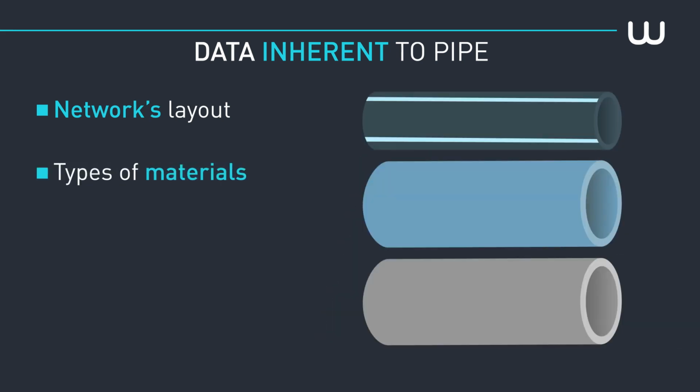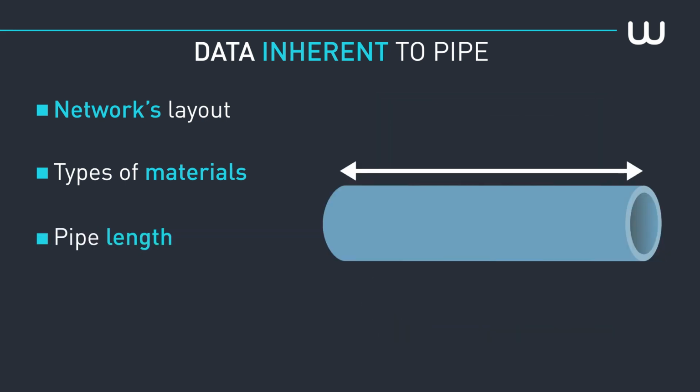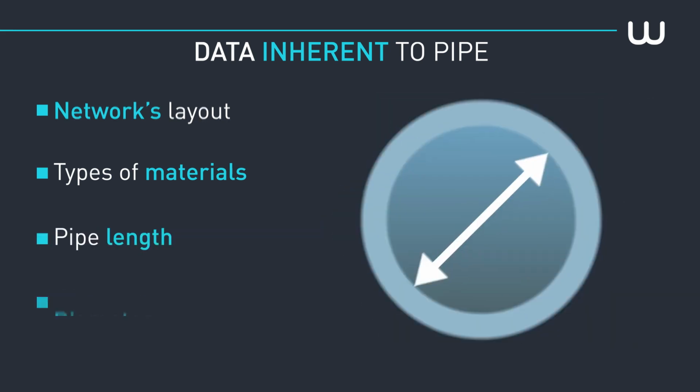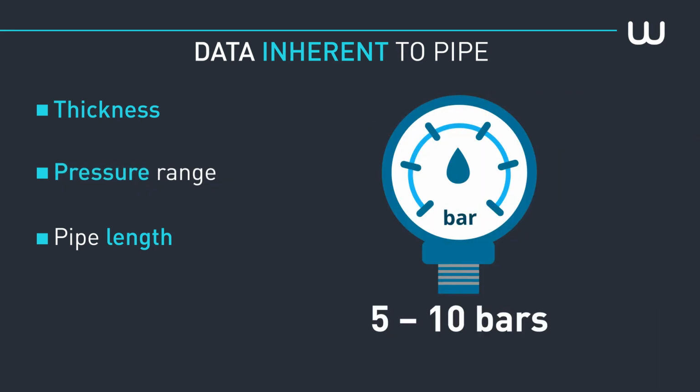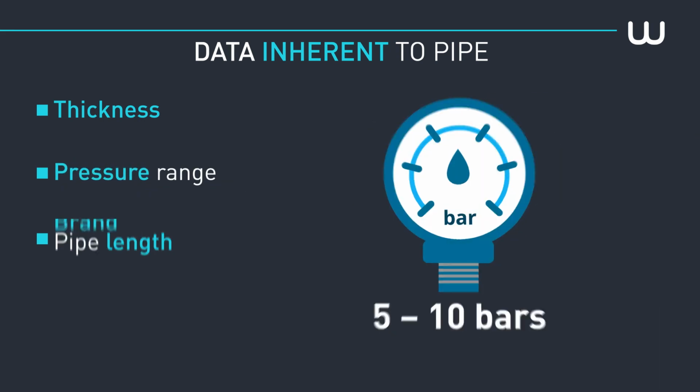The types of the materials that a pipe is made from, i.e. in the case of drinking water and wastewater networks, pipes can be made from polyethylene, cast iron, polyvinyl chloride, steel, or concrete. Pipe length, diameter, thickness, the pressure range that a pipe can tolerate, and the brand.